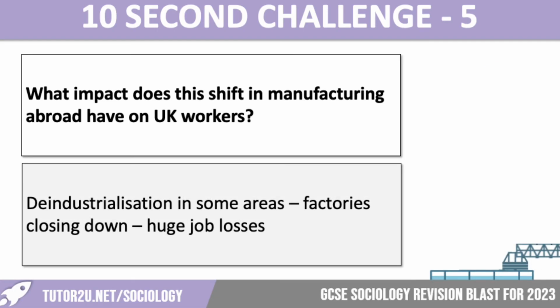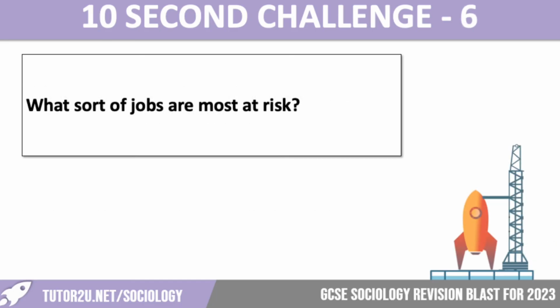So we have deindustrialisation in some jobs, so factories are closing down, which results in huge job losses, and it can have a multiplier effect where it might mean that suddenly other companies don't want to locate there anymore. There's a general decline in the standard of living. It can increase the incidence of crime, all sorts of things there. Right, number 6. What sort of jobs are most at risk because of this relocation?